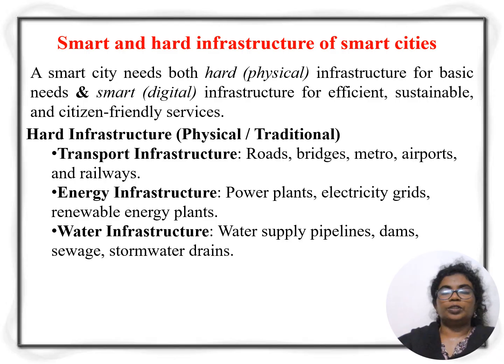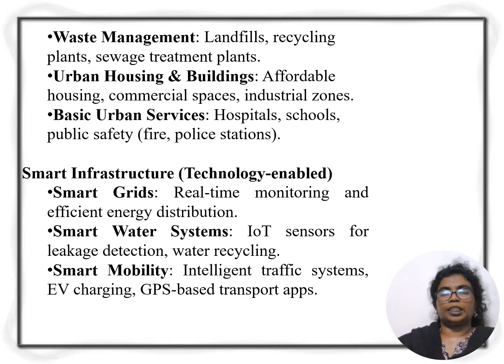Water infrastructure includes water supply pipelines, dams, sewage and stormwater drains; everything comes under this category. Then waste management, which includes landfills, recycling plants and sewage treatment plants. Urban housing and buildings: affordable housing, commercial spaces and industrial zones. Finally, basic urban services such as hospitals, schools and public safety; everything comes under basic urban services. These are all the hard infrastructure.